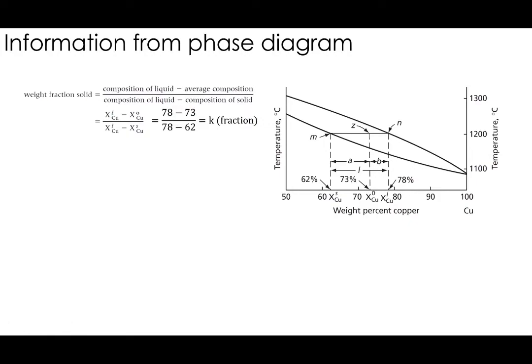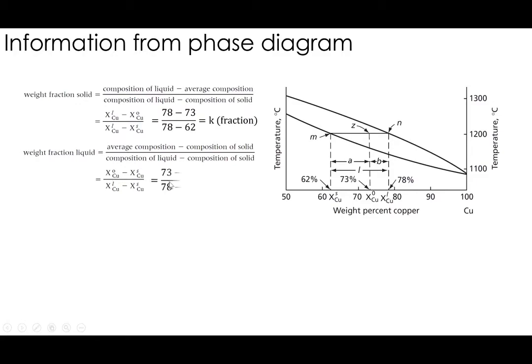Similarly, if you want to figure out the amount of liquid, this is the liquid side, and this length is opposite to that, right? So take a divided by L. This is our weight fraction of liquid. That's what is denoted here in terms of the composition of each phase and the overall composition. So if you do this, you are going to get 73 minus 62 in the numerator, divided by 78 minus 62, the entire length, as the denominator.